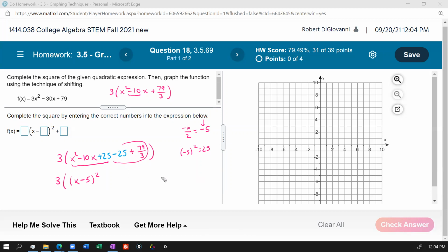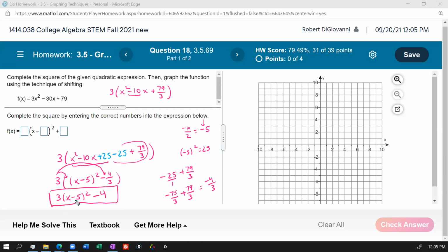We have to add those together. So we have to take -25 and add 79 over 3. If I put a common denominator here, multiply top and bottom by 3, we get -75 over 3 plus 79 over 3. And that gives you -4/3. This is going to be -4 over 3. I see what's going to happen. Now distribute the 3 in front of that. 3 is x minus 5 squared. And then the 3 to here, the 3's cancel, you get -4. That's what we're going to graph.